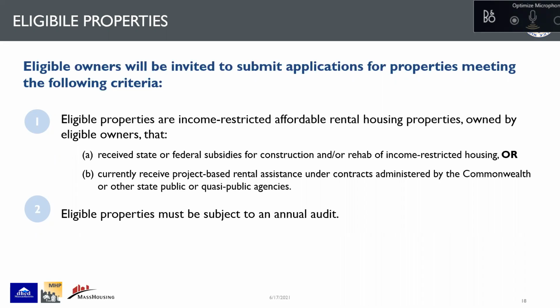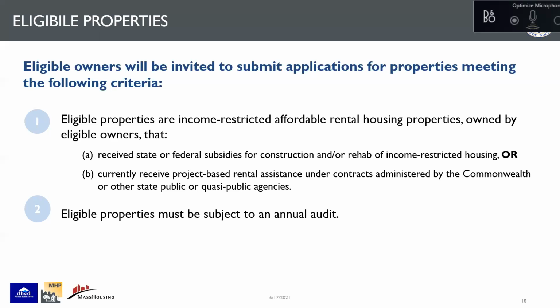Criteria 1, subsidized housing. Under SHERA, eligible properties are income-restricted affordable rental housing properties owned by eligible owners that A, receive state or federal subsidies in the forms of grants, soft loans, tax credit, or zoning obtained under chapters 40B or 40R to subsidize their construction and or rehabilitation, and are subject to a recorded use restriction held by the Commonwealth or another state public agency, or by the property if the property was developed under chapter 40B or 40R. Or B, currently receive project-based rental assistance under contracts administered by the Commonwealth or other state public agencies.